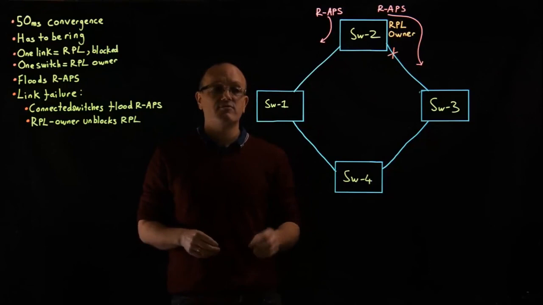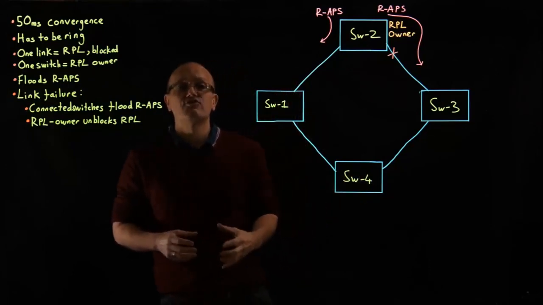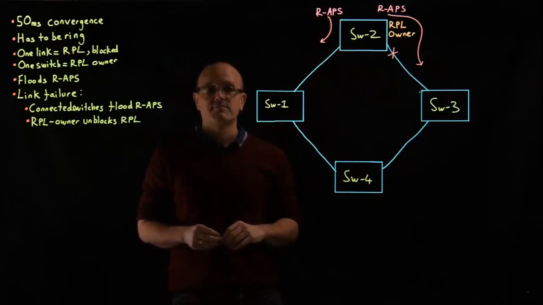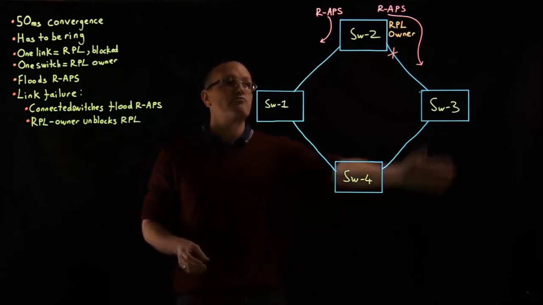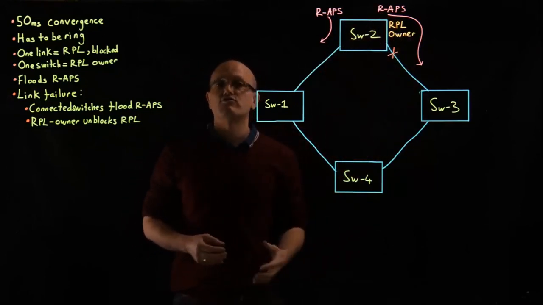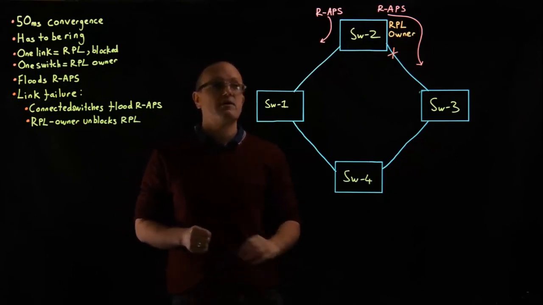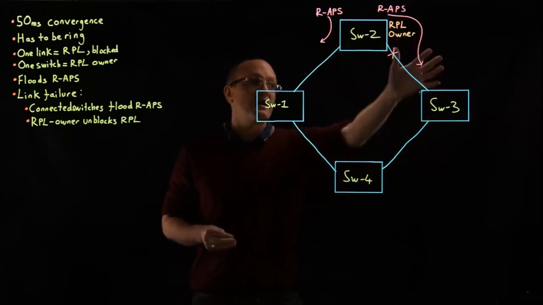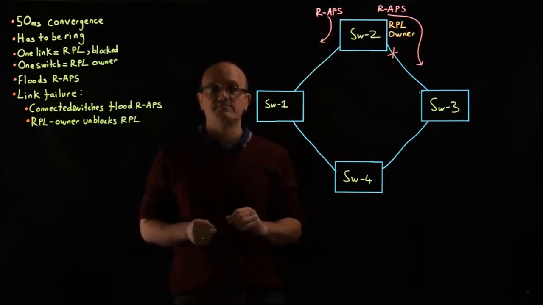So for the meantime, switch 1 and switch 4 retain the block on the link, but they change a flag in the RAPS packets that they're flooding. And this change of flag in the RAPS packets that reach the RPL owner causes the RPL owner to trigger a timer. Once that timer has expired, the RPL owner places a block on the RPL again, and it starts to flood RAPS packets again.